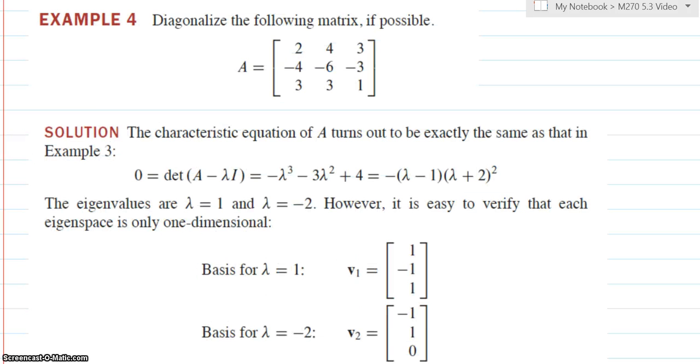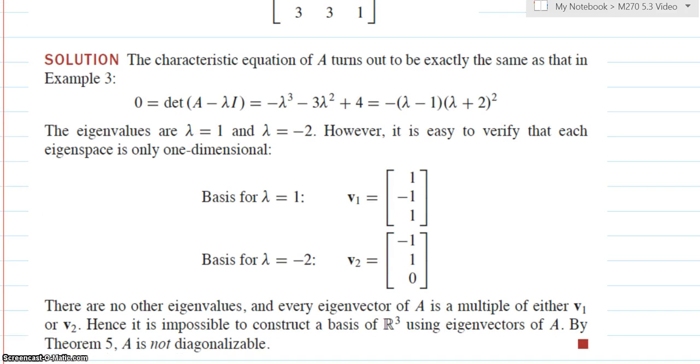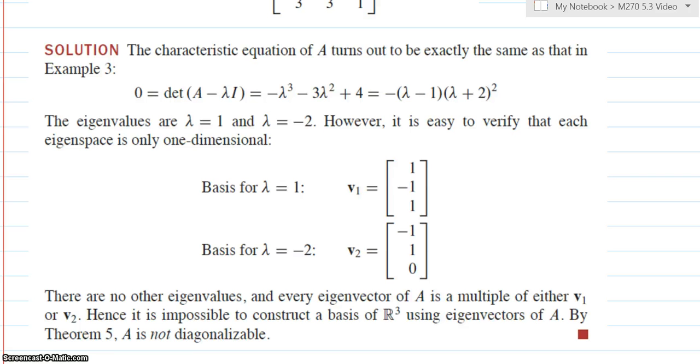But it doesn't always work. So example 4 is one where it doesn't work. It has, by the way, the same characteristic equation if you do it out. So the characteristic equation of A turns out to be exactly the same as in the last example, example 3. And so you still get that double multiplicity of negative 2, multiplicity of 2. However, when you do the one for negative 2, you only get one eigenvector, so you don't get 3. Therefore, you cannot diagonalize it. The P is only going to be v1 and v2, and you need to have v1, v2, v3. Every eigenvector of A is a multiple of either v1 or v2, so it's impossible to construct a basis for R3 using the eigenvectors of A. So by the theorem, it is not diagonalizable.